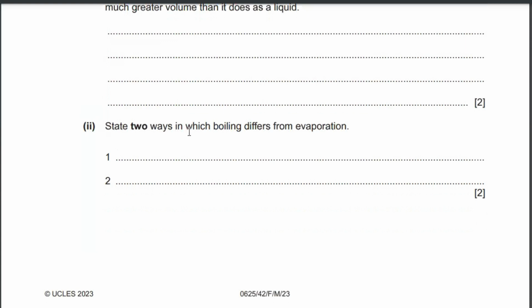Next is: state two ways in which boiling differs from evaporation. One way is, we know evaporation takes place only at the surface of the liquid. If we have a puddle on a sunny day filled with water, the water will only evaporate from the surface, because the temperature, let's say at that time, is 35 degrees Celsius. It is nowhere near the boiling point of water, but it still loses its molecules from the surface. So boiling happens at a fixed temperature.